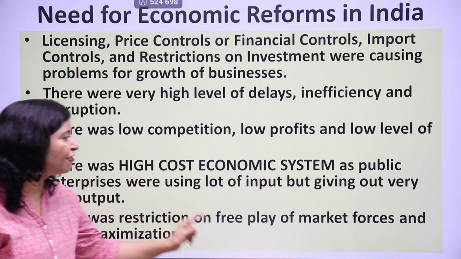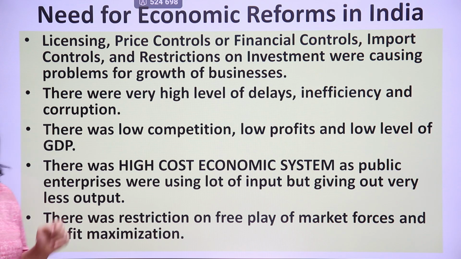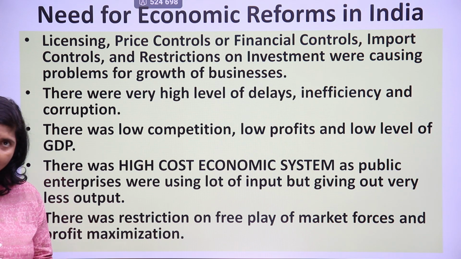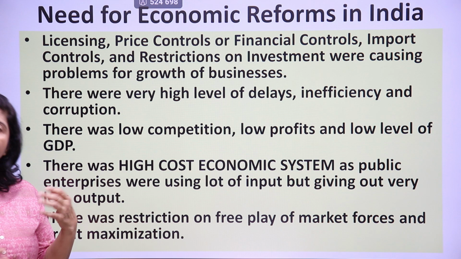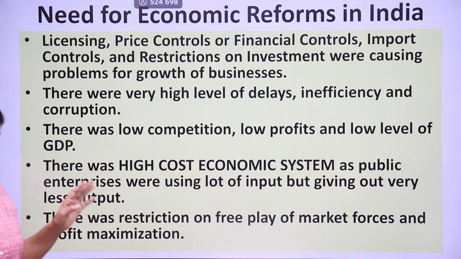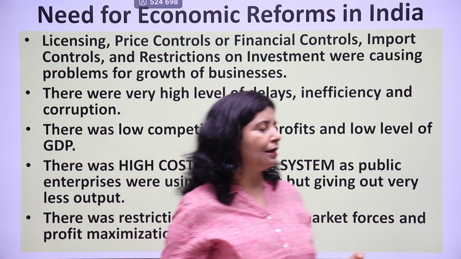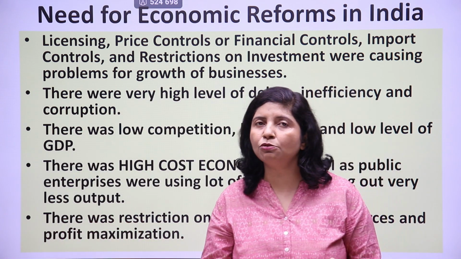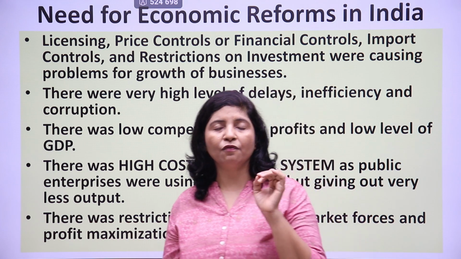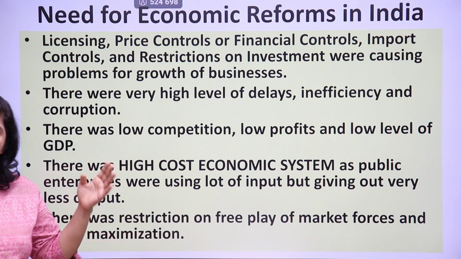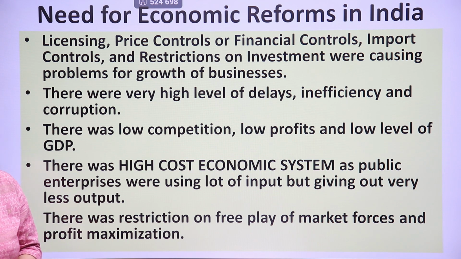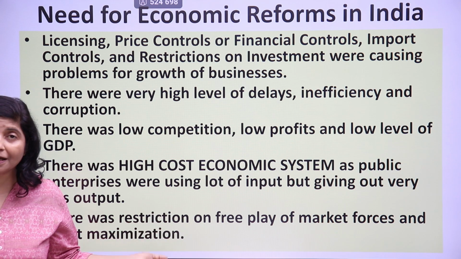There was restriction on free play of market forces and profit maximization. That means the private sector was not free to operate as per the free play of market forces. That means the things which were in demand they could not produce. For example, there were delays in delivery of items like scooters, bikes, cars, etc. People had to wait for 2-3 months to get their bikes or cars. But right now, when there is competition, when there are so many companies operating in India, you can go to the market and purchase a bike or a car. It is freely available now because India has adopted the policy of liberalization.